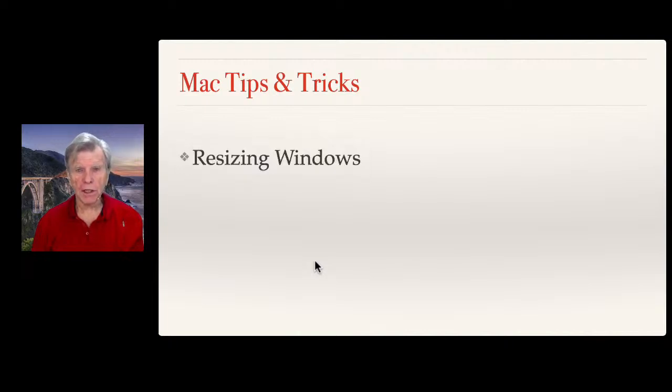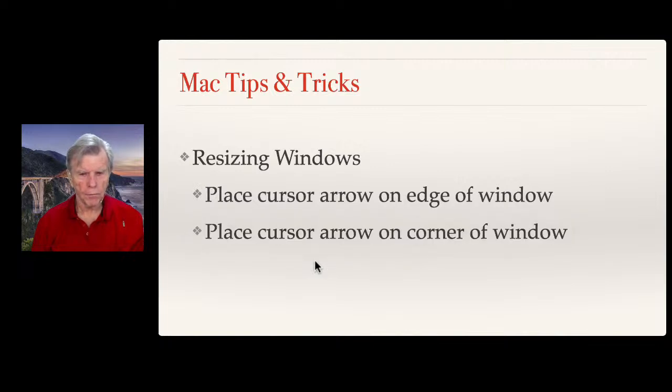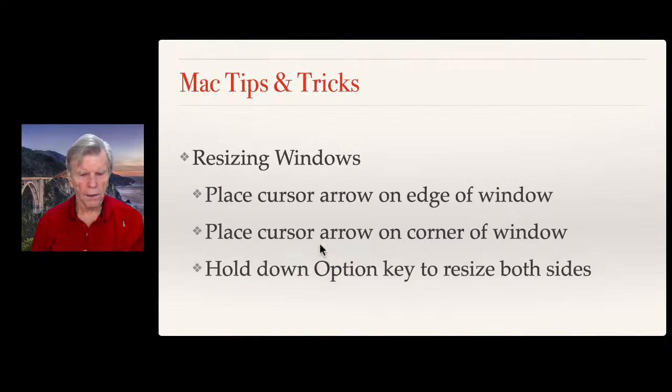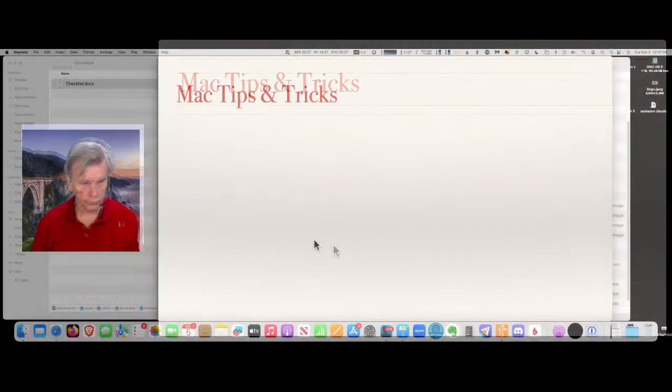So let's talk about resizing windows, shall we? So as you probably know, you can place the cursor on the edge of the window. It could be the top, the bottom, the right, or the left, and that will resize the window. You can also place the cursor up in a corner, and that will resize the window either larger or smaller. But did you know that if you hold down the Option key, it will resize both sides? So let's see how that works.